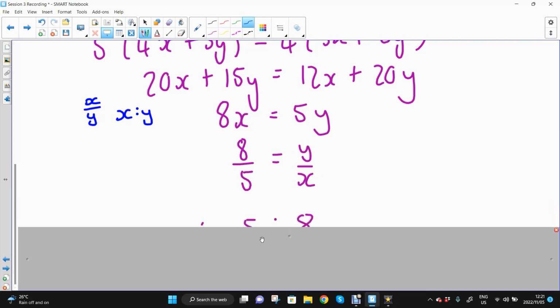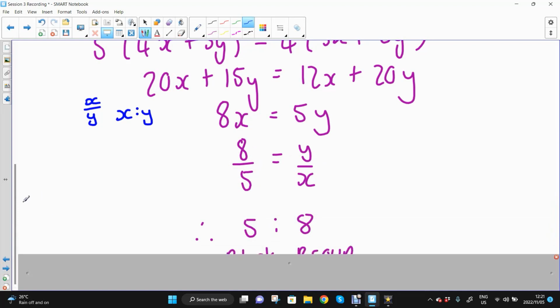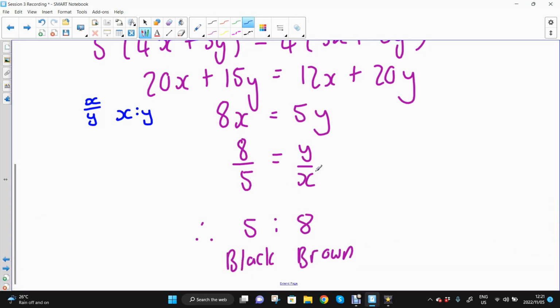Now, if you put that back into ratio form, just to give them their final answer. So what is the ratio for black cows to brown cows? I know that the black cows are represented by x, and in this case, that is represented now by 5. And the amount of brown cows represented by y is 8. So it's 5 to 8, black to brown.